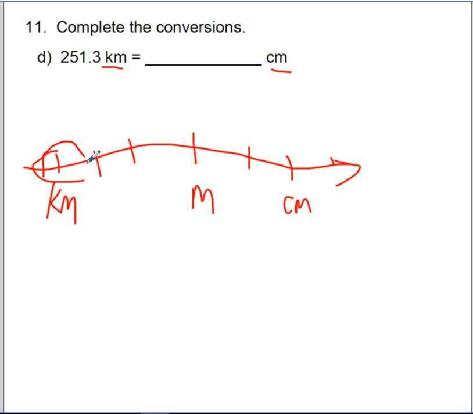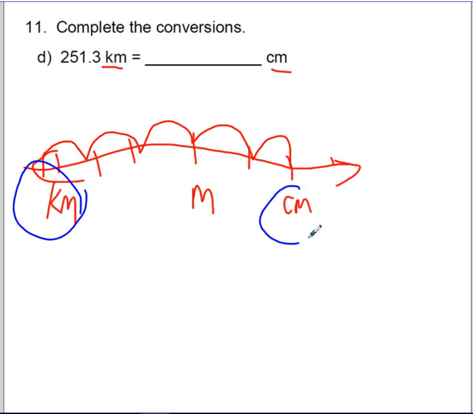So we're actually going 1, 2, 3, 4, 5 to get from the kilometers that they gave us to the centimeters that we need. So we need to move our decimal 5 spaces to the right. 1 space will get us after the 3, so we need to add 4 zeros to make 5 jumps. So 2, 5, 1, 3 with 4 zeros. And if we add our commas in there, you can see that equals 25,130,000 centimeters.